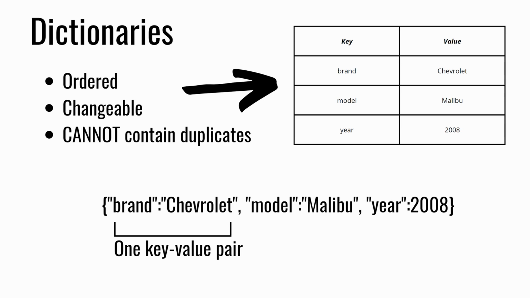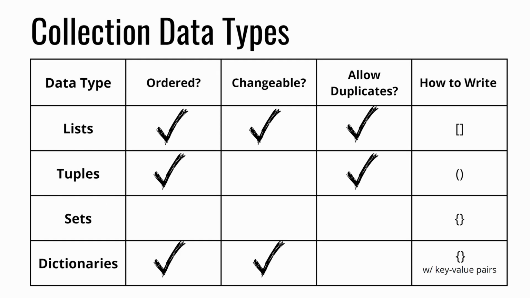So now that we've gone over the 4 collection data types, I want to show this graphic here, just so you can visualize the similarities and differences between all these different collection types. Lists are ordered, changeable, allow duplicates, and we write them by using square brackets. Tuples are ordered, unchangeable, allow duplicates, and you write them by using parentheses or round brackets. Remember, lists and tuples are almost identical except for the fact that tuples cannot be modified at all.